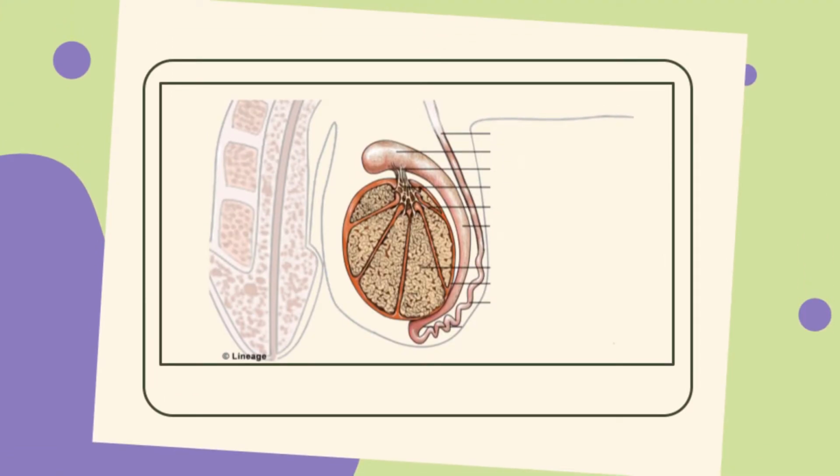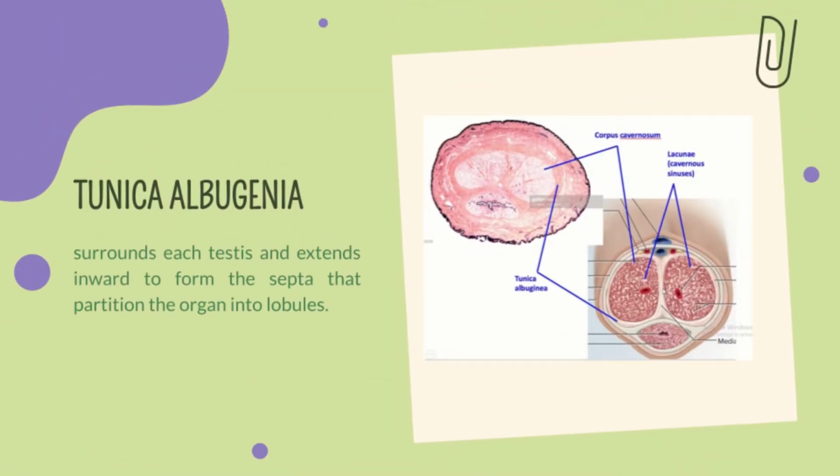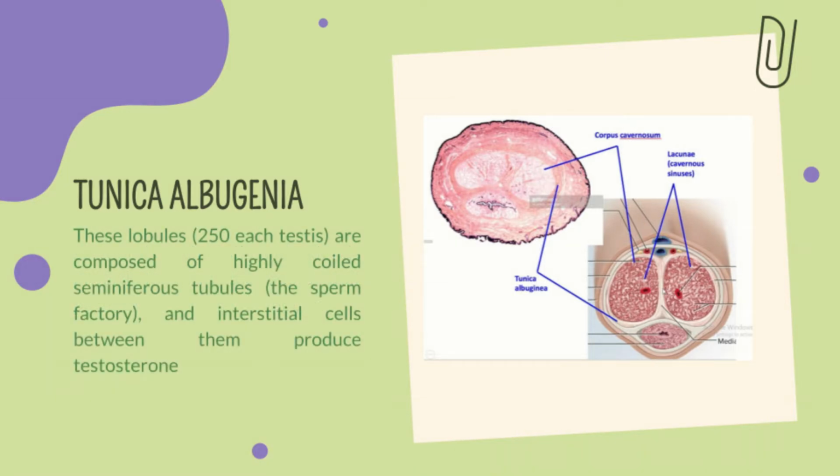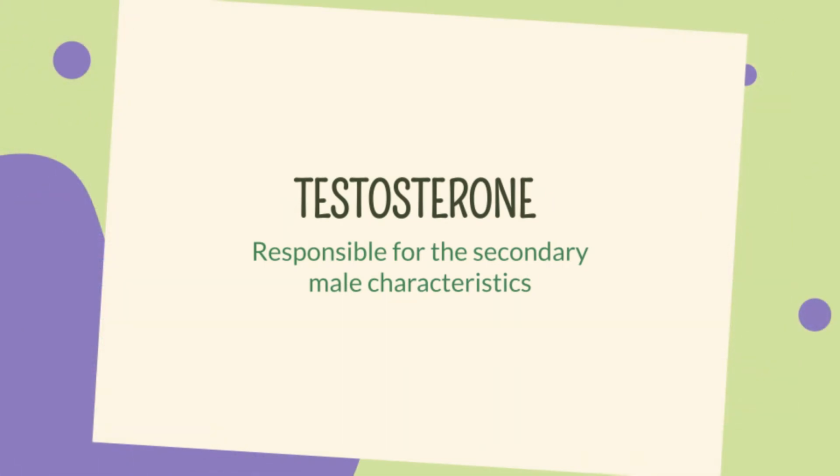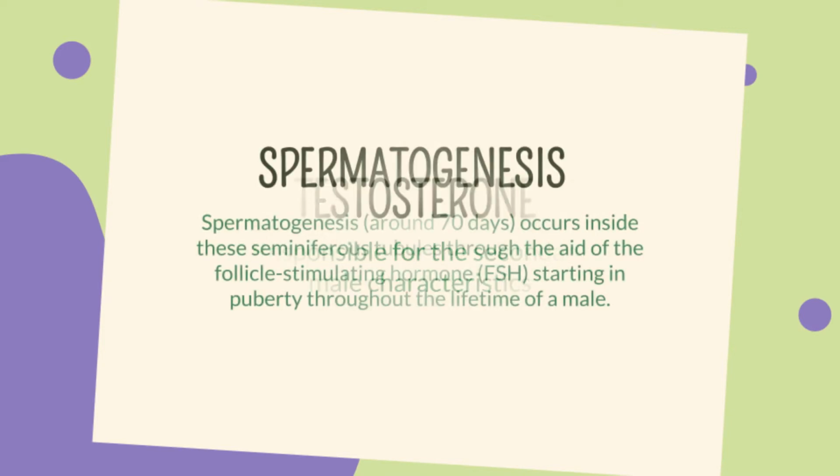The testis is composed of the tunica albuginea, the septum, the lobules on which seminiferous tubules reside connecting to a straight tubule, and finally, the rete testis. The tunica albuginea surrounds each testis and extends inward to form the septa that partition the organ into lobules. These lobules are composed of highly coiled seminiferous tubules, and interstitial cells between them produce testosterone, triggered by the luteinizing hormone. Testosterone is the hormone responsible for the secondary male characteristics.